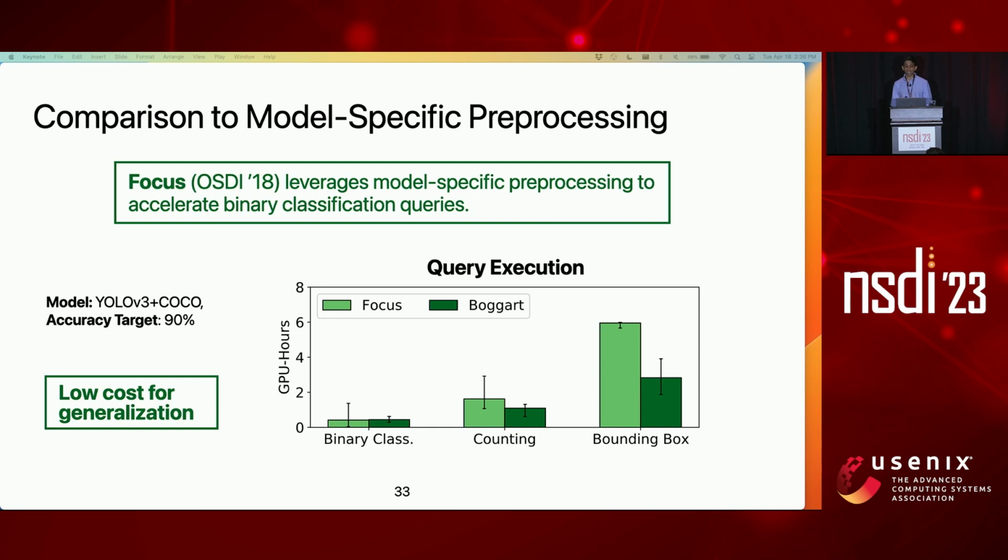Further, Boggart is able to outperform Focus on more complex queries, such as counting and bounding box detections, because Boggart can rely on these cheaper model-agnostic techniques to correct the imprecisions in the pre-processing output, where Focus can only correct these imprecisions by running the model on more frames during query execution.